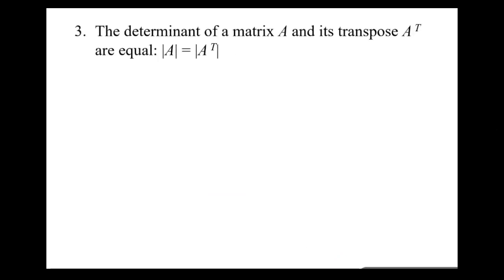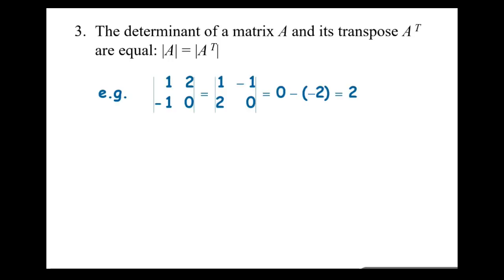For the third property, the determinant of a matrix A and its transpose are equal. So that means the determinant of matrix A is equal to the determinant of matrix A transpose. Here we can see the example.